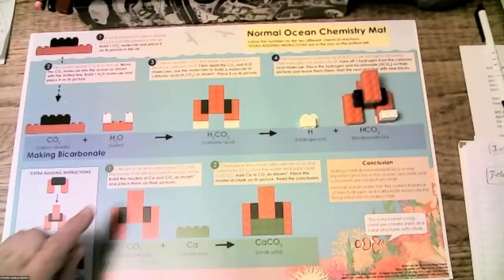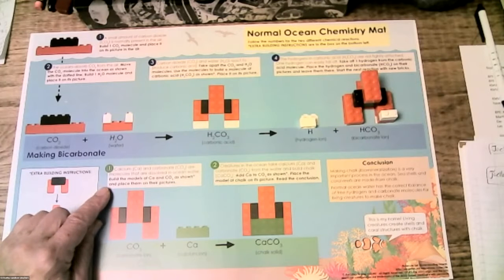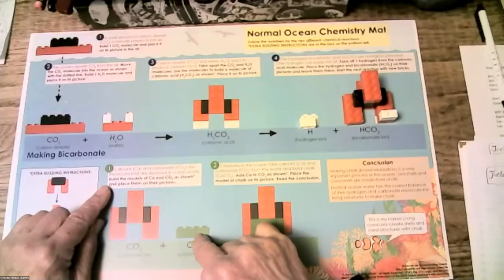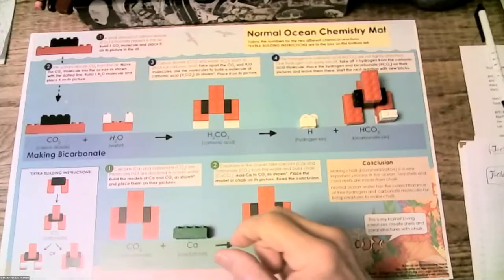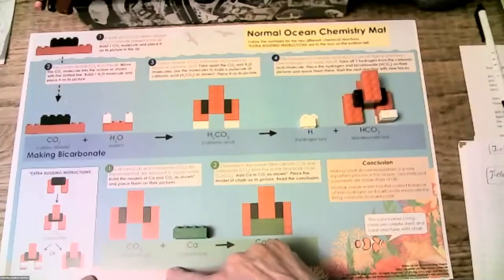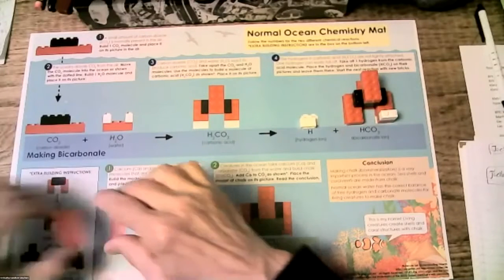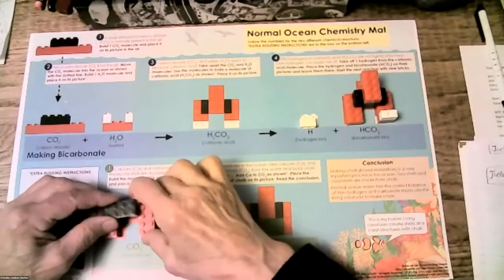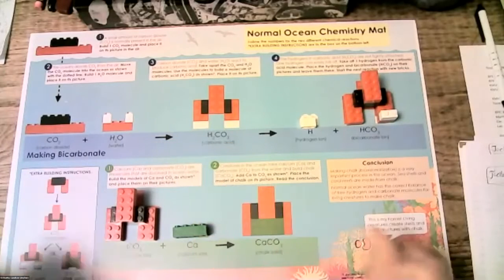All right, so next thing we're going to do is move along to the second reaction. And in this one, we need to show that calcium and carbonate are molecules that are dissolved in ocean water. Build the models of calcium and CO3 as shown and place them on their pictures. So I've got my calcium, and these are dissolved in the water. And now we're starting the second reaction. That's why we're using new bricks. Second reaction, making chalk. So we've got a carbonate ion, and it includes these atoms that are bound together. And that looks like it's in the water as well now.